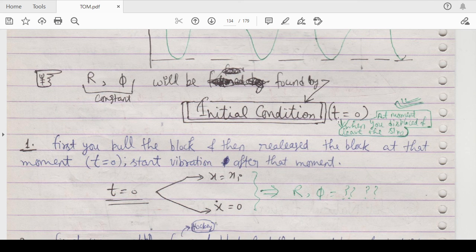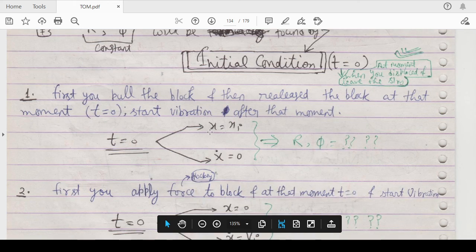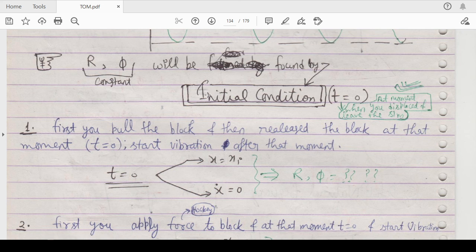Initial condition means t equals 0. At time 0, you will get the value of x equals xi and x dot equals 0. So this r and phi basically depend on the initial conditions. I will explain one here, and the rest you will discuss in the upcoming sessions.